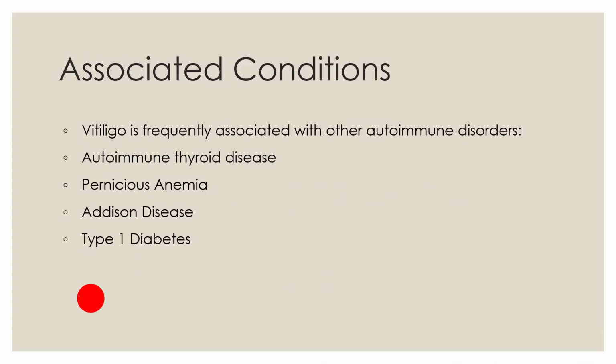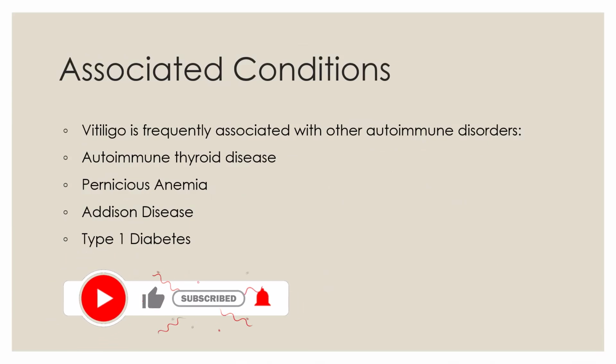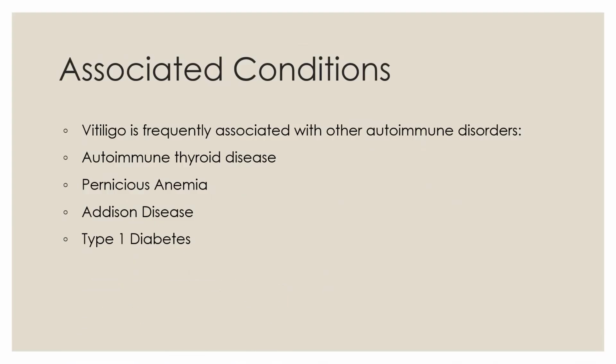Vitiligo is frequently associated with other autoimmune disorders, such as autoimmune thyroid disease, pernicious anemia, Addison's disease, and type 1 diabetes. Therefore, evaluation of a patient with vitiligo should include screening for these associated conditions when it is clinically indicated.